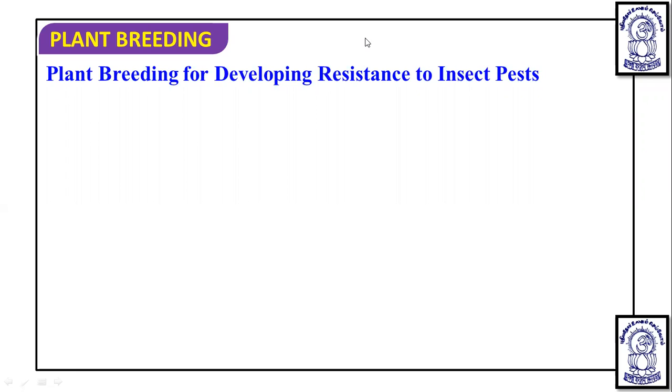Dear students, we are in continuation of the chapter on plant breeding. In this lecture, we are going to discuss plant breeding done for developing resistance to insects and pests. If we need to develop resistance against insects and pests in a plant, breeding can be performed.